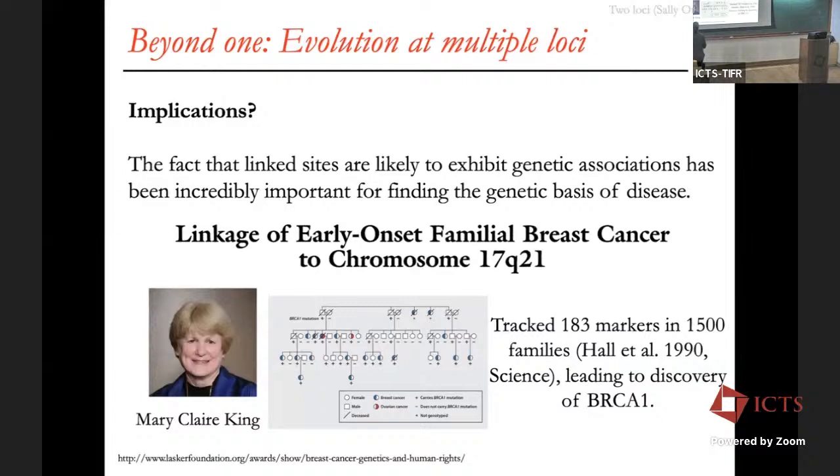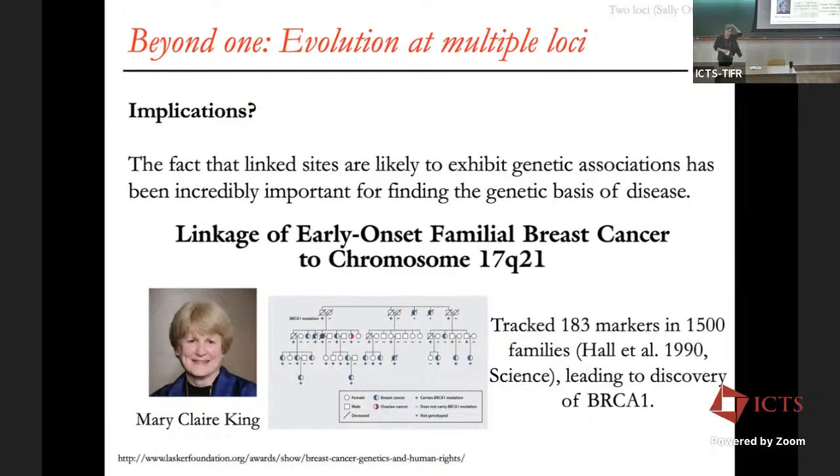The first of these studies was by Mary Claire King, who was looking for the cause of familial breast cancer that ran in families. She had pedigrees from 1,500 different families of when the daughter had the cancer that the mother or the grandmother had. She tracked 183 markers at the time. That was a lot of markers across the genome. Now it would be a teeny one.